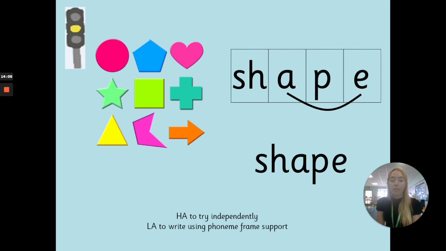So keep looking, if you're doing it on whiteboards or laminated phoneme frames, keep looking at what the children are doing. See if you can spot any misconceptions. If misconceptions are cropping up, then address them then and there. Same if they're doing it on their writing mats.